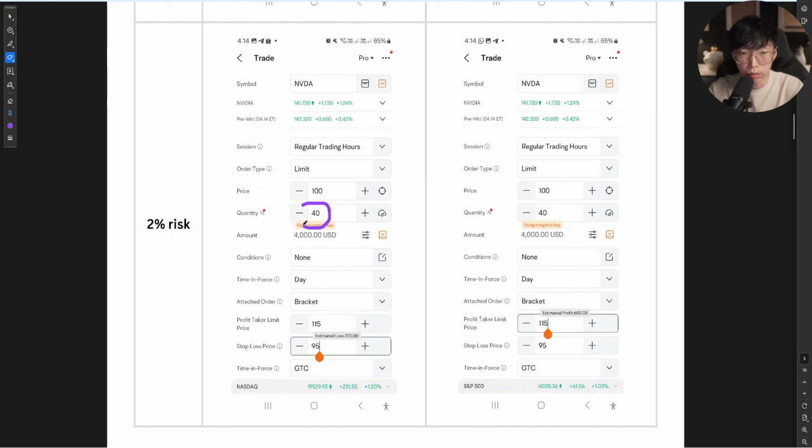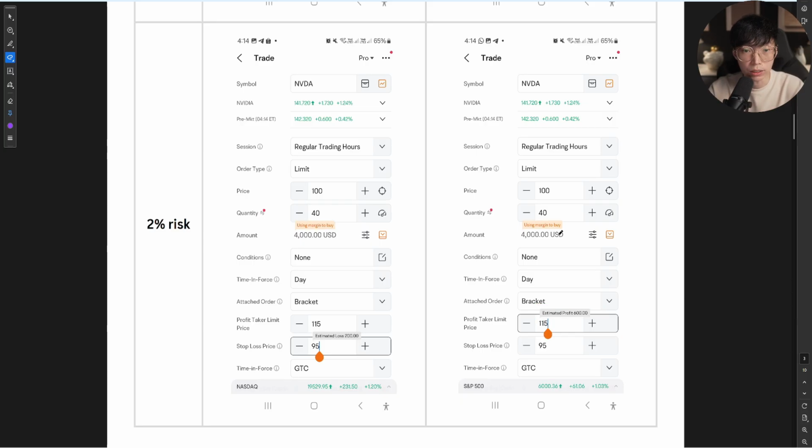So over here, if you randomly key in 40 shares, and then you go back to the stop loss area and click on it, it will show you this estimated loss of $200, which is your 2% risk, equivalent to $200. So that's how you can easily know how many shares to buy. Then over at your right, because your take profit is at 115, your profit is actually $600, which is equivalent to 1:3 RR. 1:3 risk reward. So you are risking $200 to make $600.